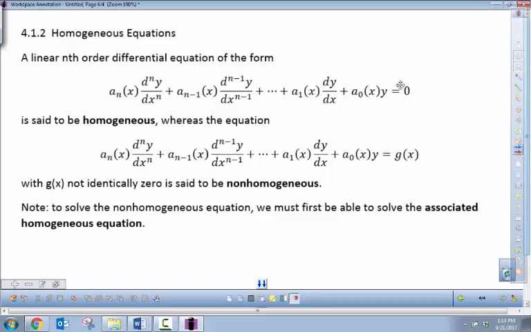If you write this in standard form, where you get all your functions and its derivatives all to one side, and then you have your other function that doesn't have a y or any derivatives of y on the right-hand side, so if you have nothing left and that's equal to 0, then it's homogeneous. If it's not equal to 0, it's non-homogeneous. So, yeah, we're going to focus on the homogeneous portion first.